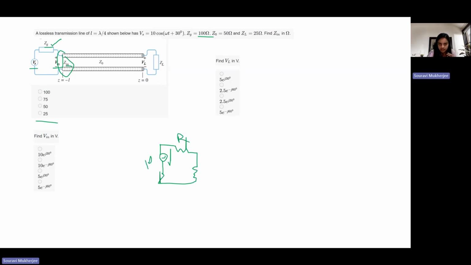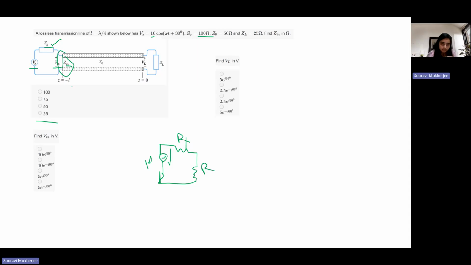Say this is 10 volt, and this is some R and this is also R. We know that the voltage will equally get distributed, right? So that already tells us that if your starting amplitude is 10, now it should be 5. Clear? Now that's your amplitude.